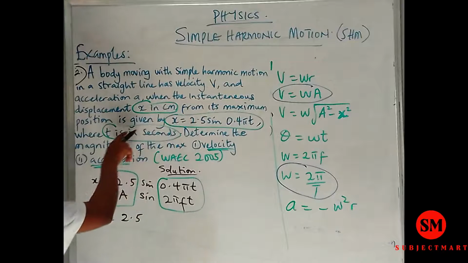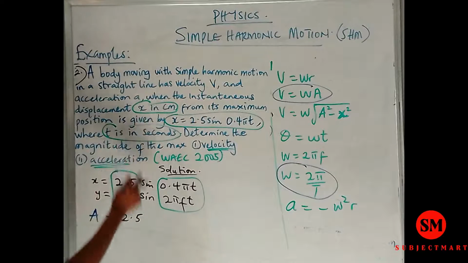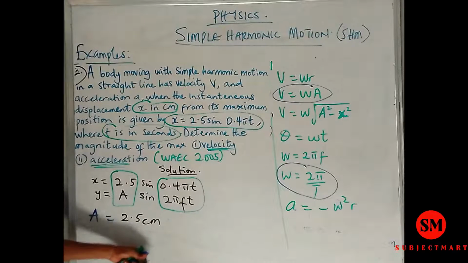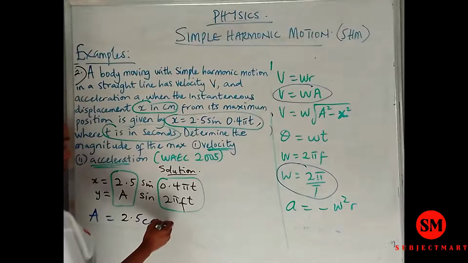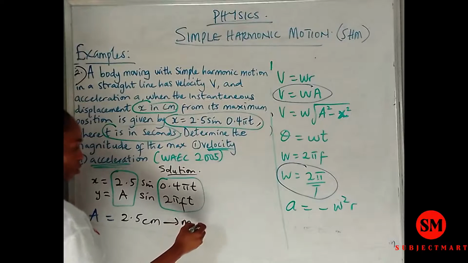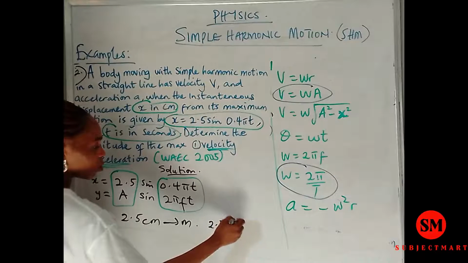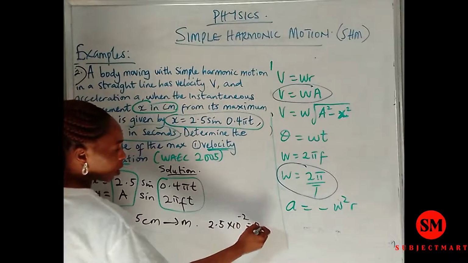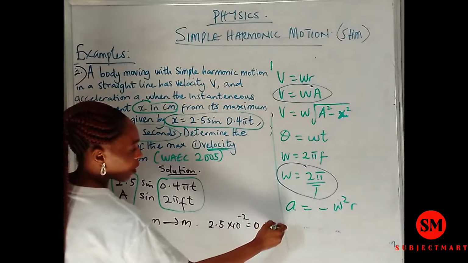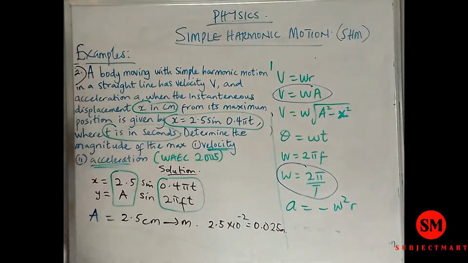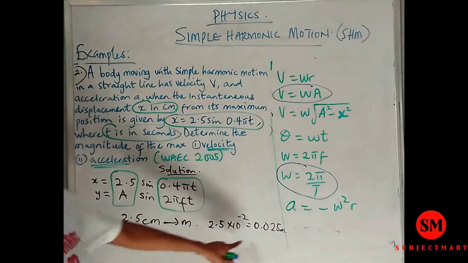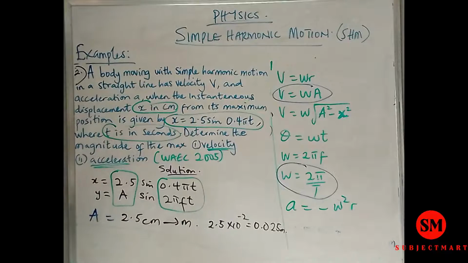And the x is in centimeters. So we don't work in centimeters, we need to convert this to meters. So we multiply 2.5 times 10 raised to the power minus 2, and that will give us 0.025 meters. So our amplitude has been converted to meters, which is 0.025.